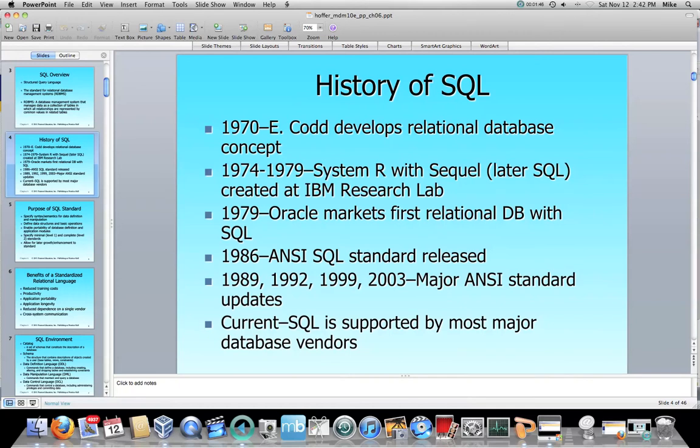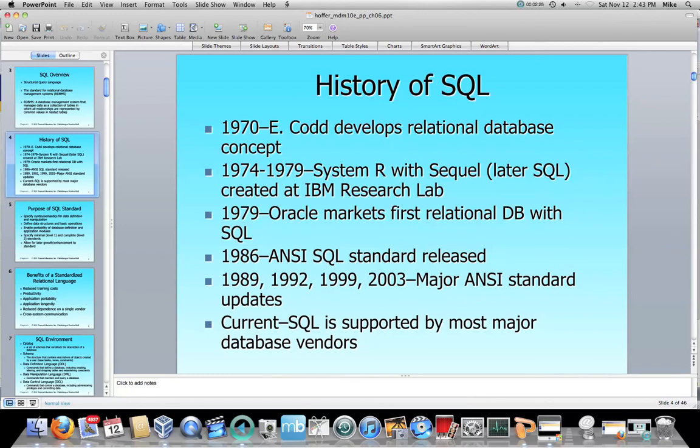Edgar Codd, here it's "E. Codd," but it's Edgar Codd. In 1970, he developed the concept for relational database management systems. His paper is available in the Blackboard site. You can read it at your leisure if you feel like reading that. It gets a little complicated, but sometimes it's worth the read. Between 1974 and 1979, we started setting up System R, which used SQL. Again, later it turned into SQL. And this was all IBM.